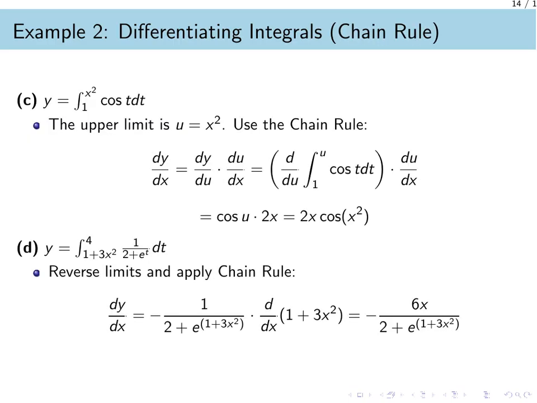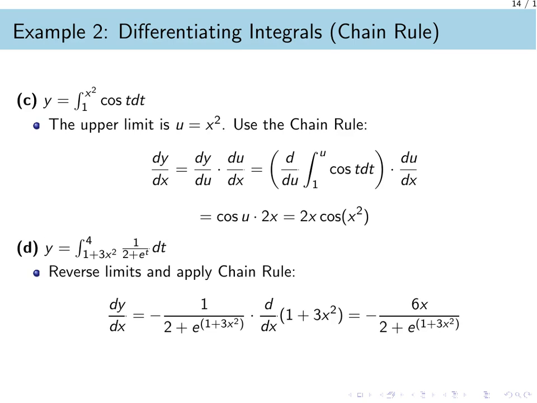Now we consider cases where the upper limit is a function of x, requiring the use of the chain rule. In part C, the upper limit is x squared, so we treat this as a composite function where u equals x squared. We differentiate the integral with respect to u to get cosine u, and then multiply by the derivative of u, which is 2x, resulting in 2x times the cosine of x squared.